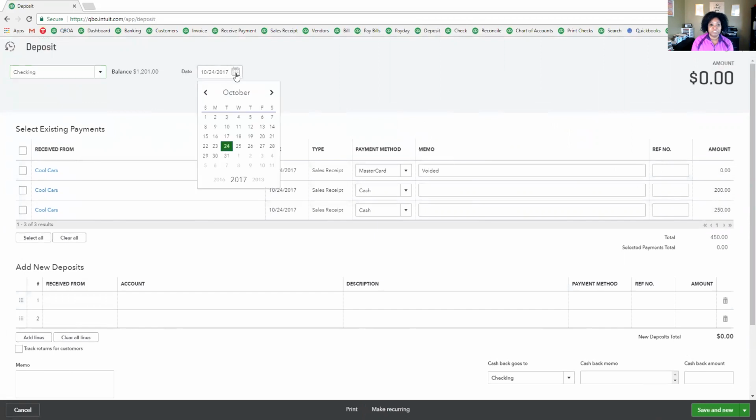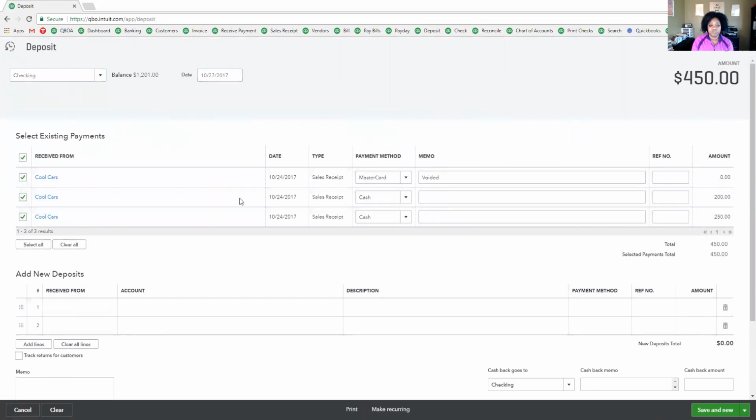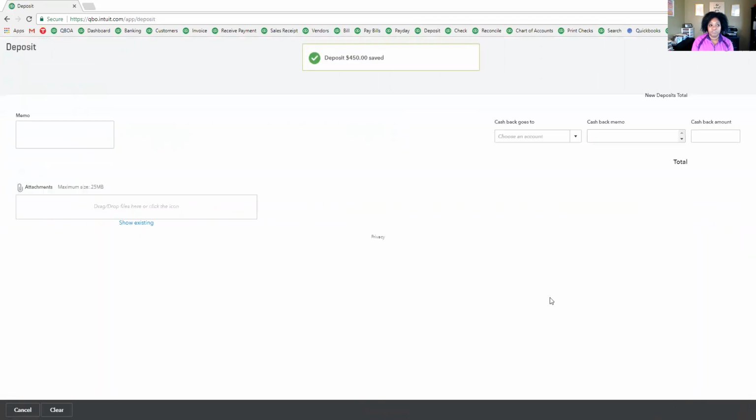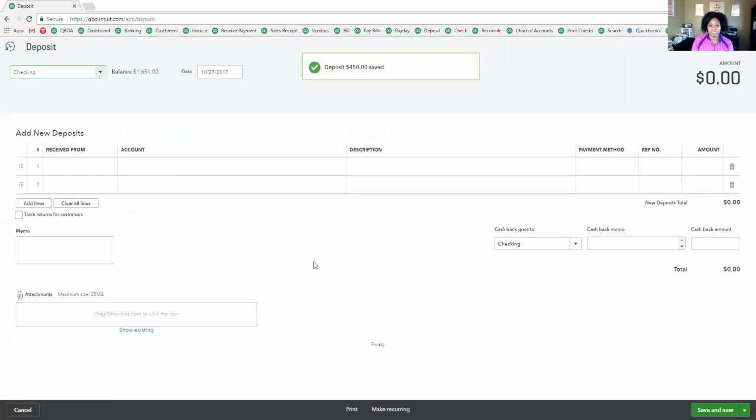So let's say you go to the bank on Friday, the 27th. So you would just select all of the transactions that are in the holding account, and you will record it into your bank account within QuickBooks Online. And now your bank account at the bank and QuickBooks Online has the same recorded transactions.